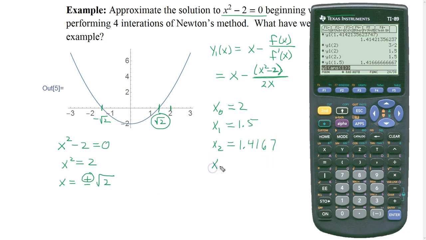And then x3, evaluating that, we'll take that to 6 decimal places. You see we get 1.414216, rounding this to 6 decimal places. 1, 2, 3, 4, 5, 6, right?